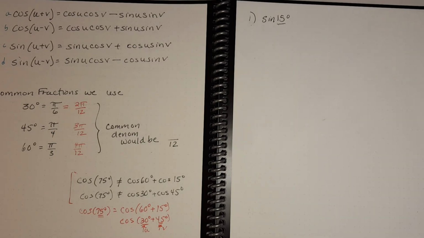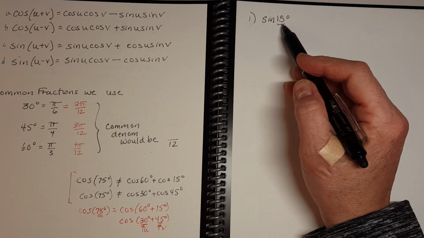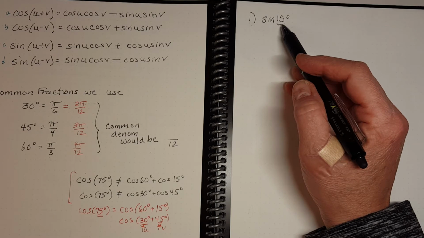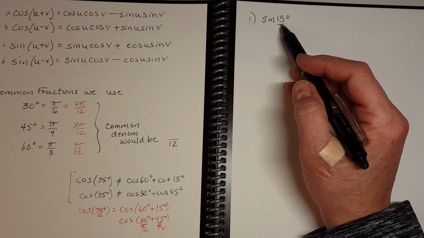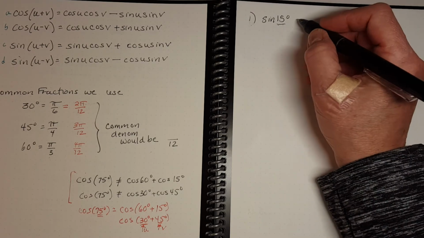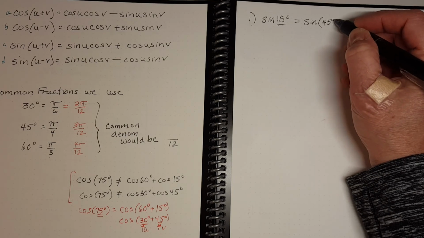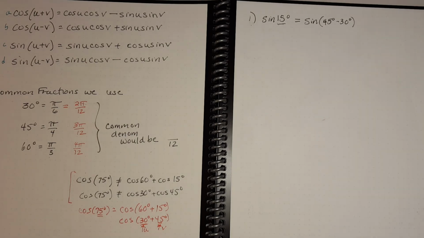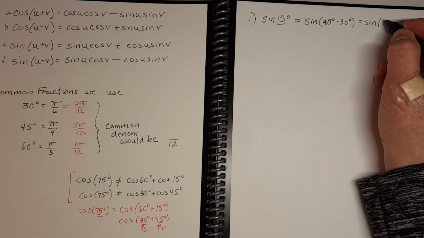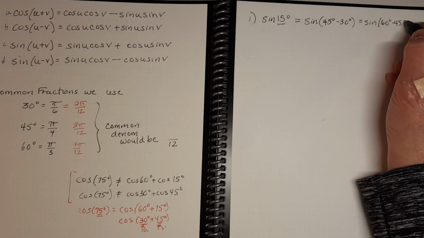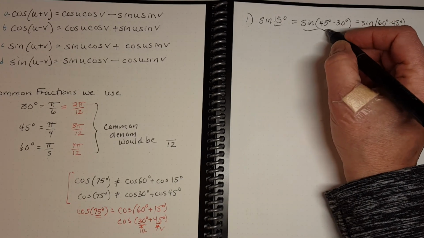So I'm going to think about which angles on the unit circle, whose sine and cosine I've memorized or know how to find from special right triangles, would add or subtract to 15. I can quickly see that 15 is 45 degrees minus 30 degrees. Or I could also say it's 60 degrees minus 45 degrees. Either one of those choices would work. So I'm going to choose this one. I'm going to do it this way.